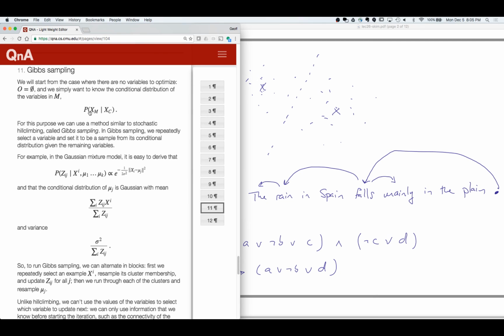So for example, in the Gaussian mixture model, the conditional distribution of one of the means is Gaussian with mean equal to the mean of all of the training points assigned to that cluster, right? So this is counting the number of points assigned, and this is summing up all of the points that are assigned, so the ratio is the mean. And then the variance depends on how many points are assigned to that cluster.